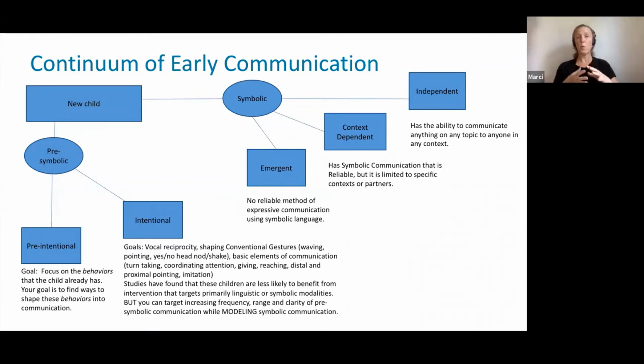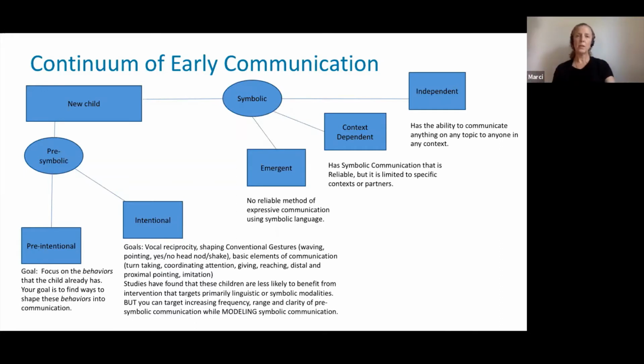So what we recommend is that you can target the frequency, range, and clarity of all of these pre-symbolic communication behaviors, while you can model or show the child, hey, this is what more looks like, or this is how I point to pictures.